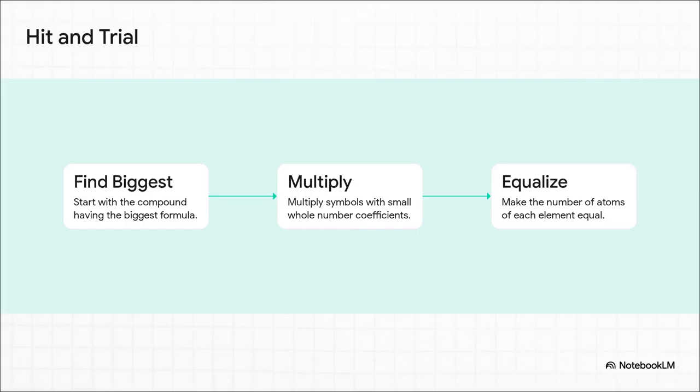So how exactly do we fix a skeletal equation? Well, we use a form of cosmic accounting called the hit and trial method. It's like a giant puzzle. First, you hunt down the compound with the biggest formula, or the element that shows up in the fewest places. Then, for step 2, you start multiplying those symbols by small whole number coefficients. Putting a 2 or a 3 right in front of the molecules. And then you just keep tweaking. Step 3 is continuing that process until the atomic books are perfectly equalized on both sides. It takes a bit of trial and error for sure, but it's highly logical.